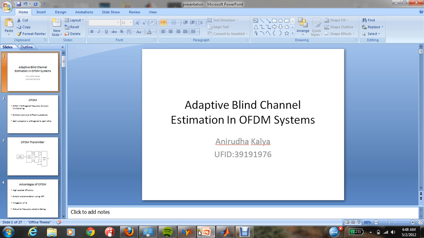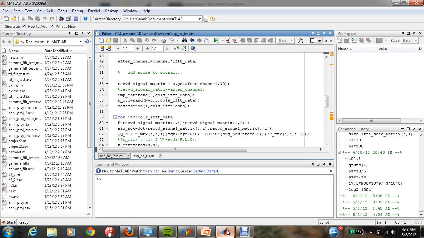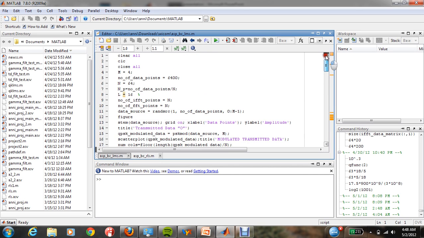Now, a demo of the simulations will be shown. This is the code which is used to simulate the LMS based approach for channel estimation. So the number of QPSK points is given by 4. Number of data points chosen is 6400, and the block size is chosen to be 64. Zero padding length is chosen to be 16.